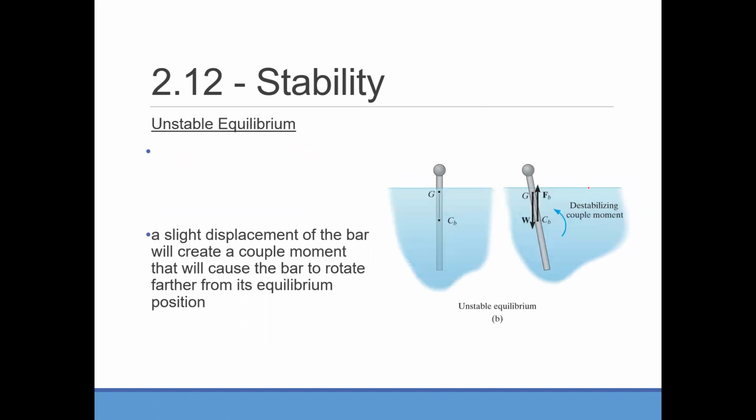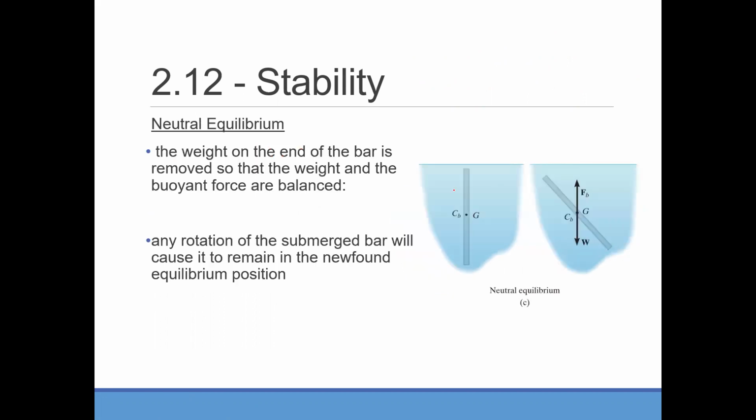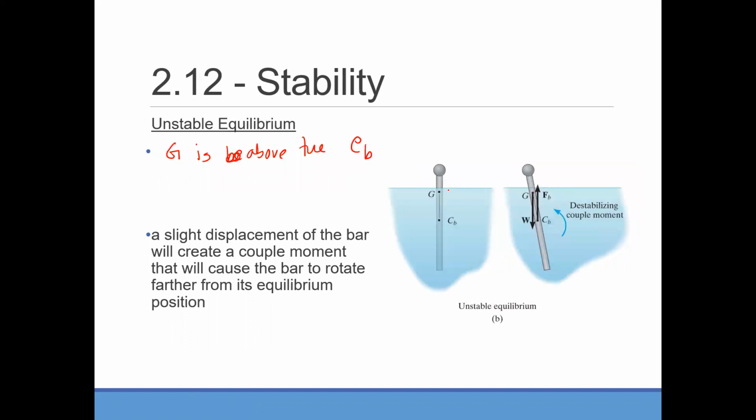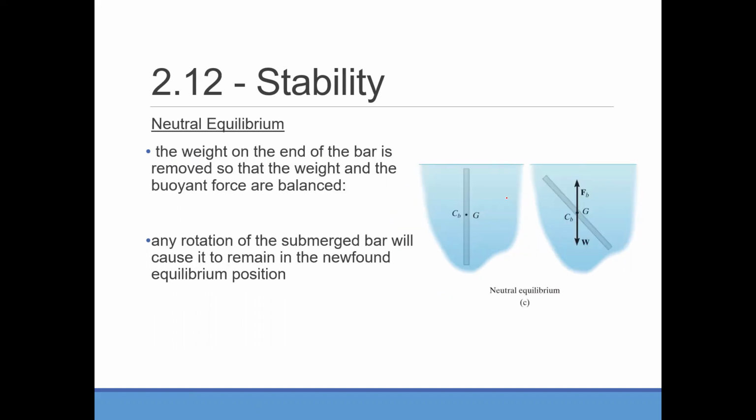Now for some reason, if G is above the CB, the weight is going downward and F is going upward. So they will create a moment in this direction, which will make the whole situation more unstable. This type of case is the unstable equilibrium.